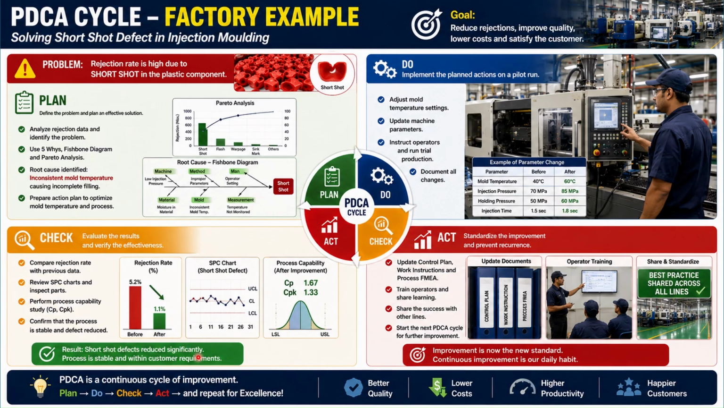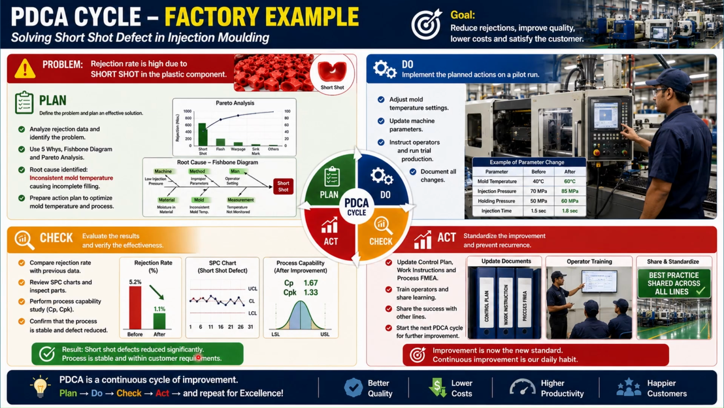In the do phase, the planned actions are implemented on a pilot production run. Engineers adjust the mold temperature settings, update the machine parameters, and provide instructions to machine operators. Production continues under controlled conditions, while all process changes are carefully documented.